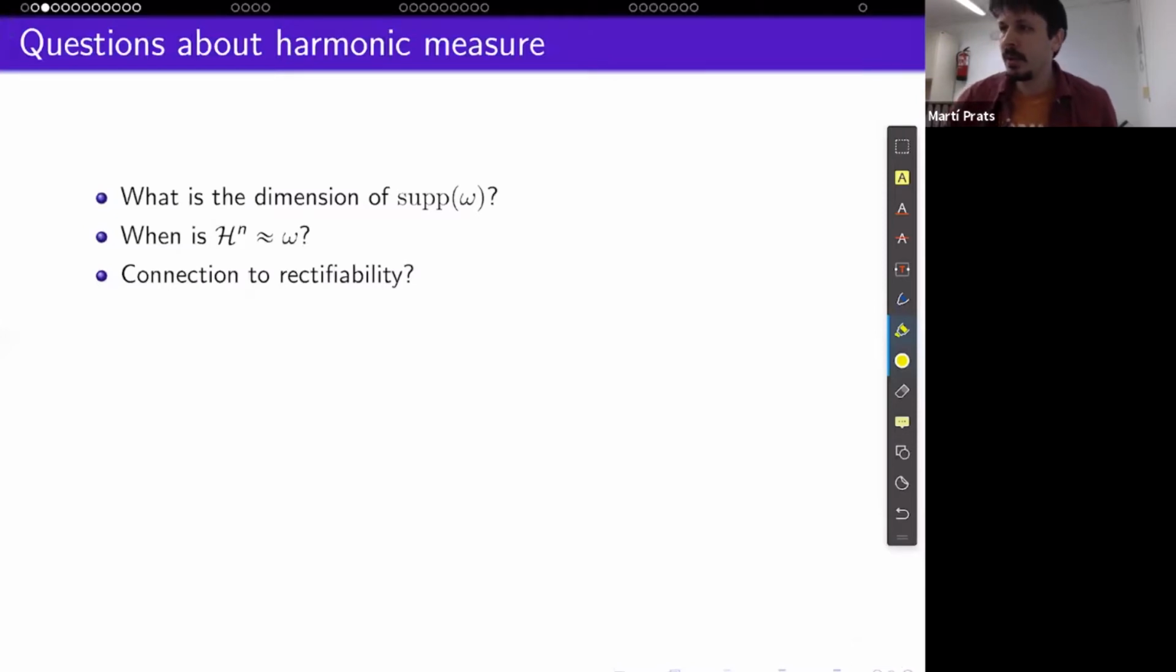So what are the questions about harmonic measure that we are talking about? First, what is the dimension of the support of the measure, for instance? And more than the support, let's say, of a set that concentrates the whole measure, because sometimes the support is the whole boundary, but the measure can be concentrated in a subset of the boundary such that it has a lower dimension. And then when is the surface measure mutually absolutely continuous with respect to the harmonic measure? And what is the connection to rectifiability? These are the questions that are more or less related to our work.